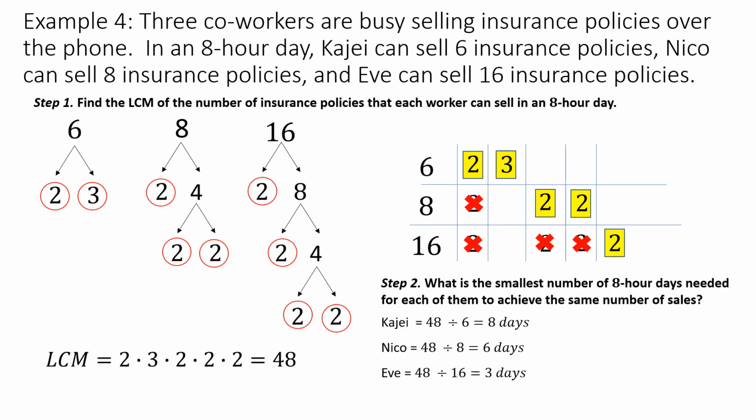And so step 2 of my word problem says, what is the smallest number of 8-hour days needed for each of them to achieve the same number of sales? So what I would do for each of those workers is I would take the LCM, which is 48, and I'm going to divide it by the number of insurance policies they each sell, and then that will tell us how many days. So for KJ, it will be 8 days, Nico 6 days, and Eve, it will be 3 days.